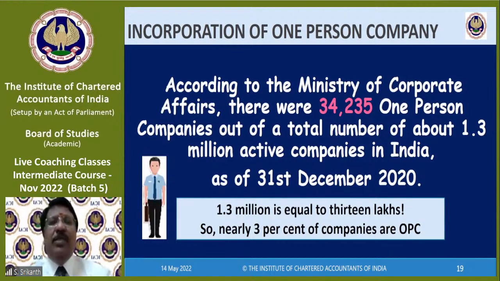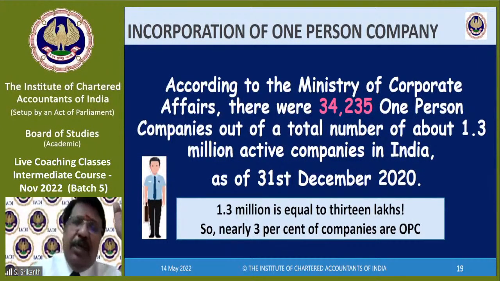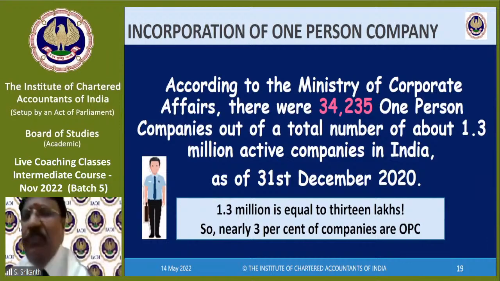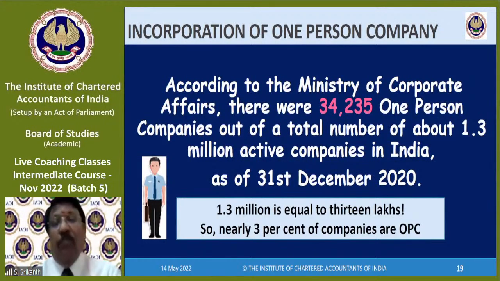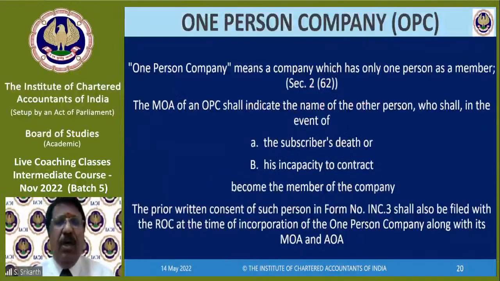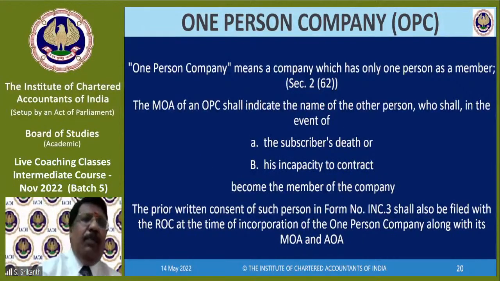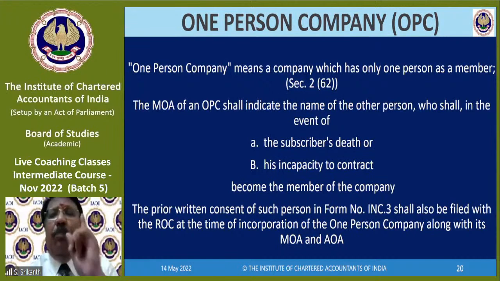That's called OPC. OPC is pretty recent in India, whereas in Singapore, Australia, US, it is already there. In Singapore you can form an OPC. Hong Kong, Australia, New Zealand, US, you can form an OPC, a one-person company. Rules are very simple. A one-person company means a company which has only one person as a member.